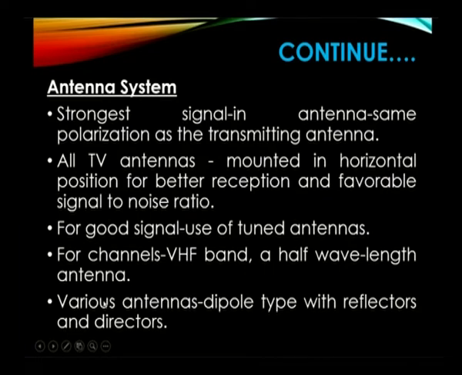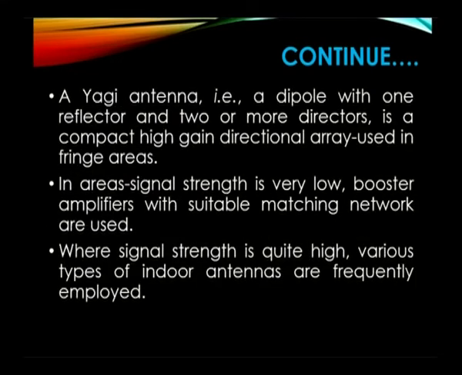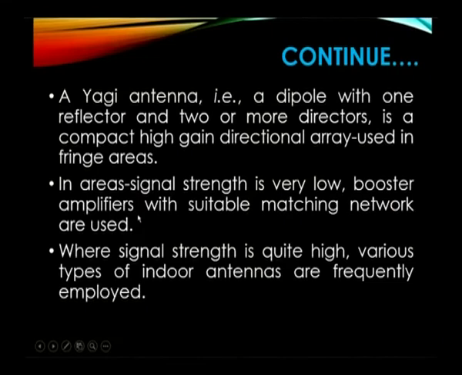Various antennas are available. One type is the dipole type, with a reflector and directors. A Yagi antenna is another type, which has a dipole with one reflector and 2 or more directors, and is a compact high gain directional array used in fringe areas. In some areas there will be less signal strength and in some areas more signal. Where the signal strength is low, we need to use a booster amplifier with a suitable matching network.